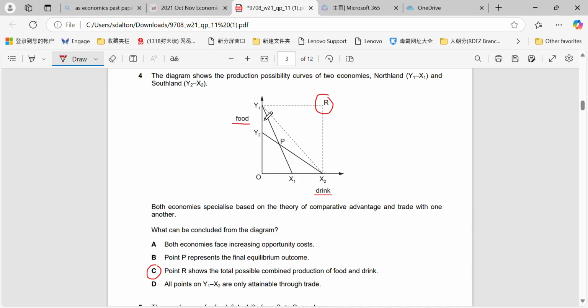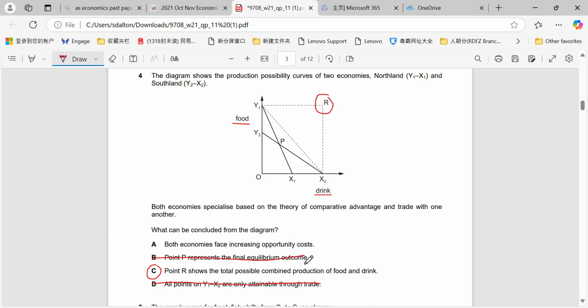Now if we look at all points on Y1 to X2 are only attainable through trade, that is not true. They can attain those points themselves, right, as shown in the PPCs here. Point P represents final equilibrium outcome. No, point P just represents an intersection here, but these are different countries, right? So it just means that Y1 to X1, this is how much of the drink they can make, this is how much of the food they can make with their current set of resources.